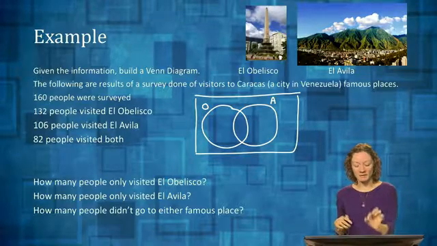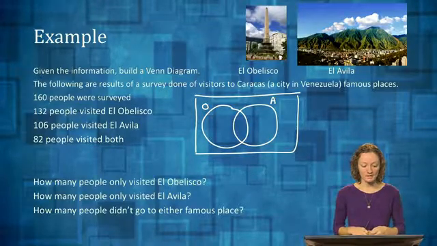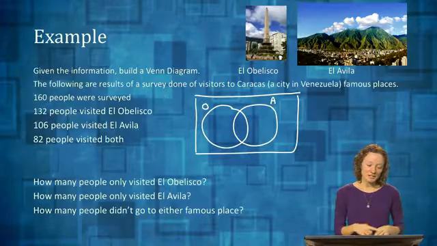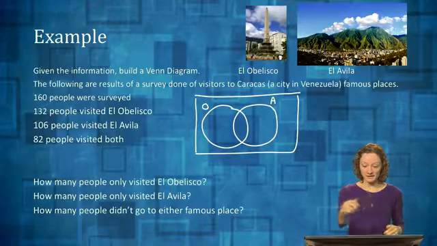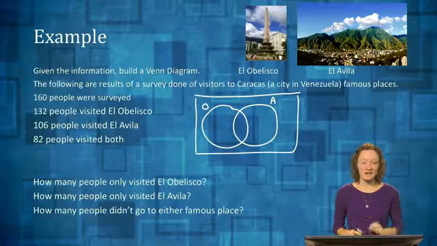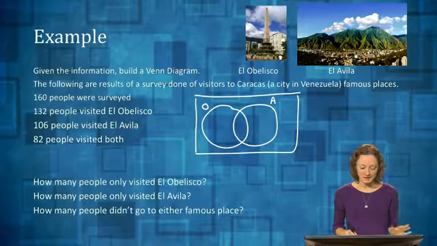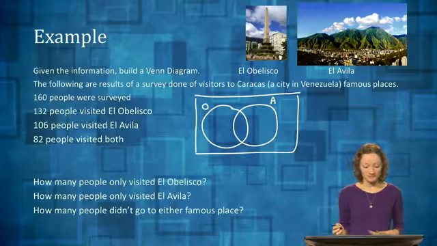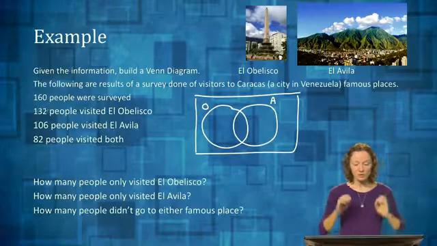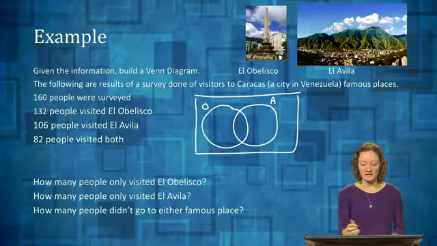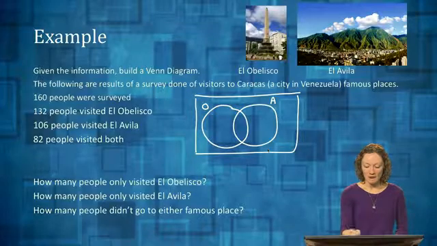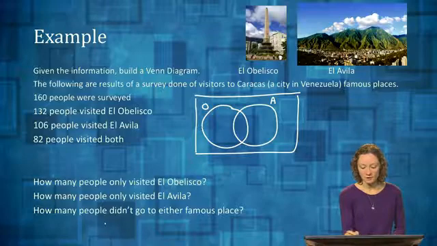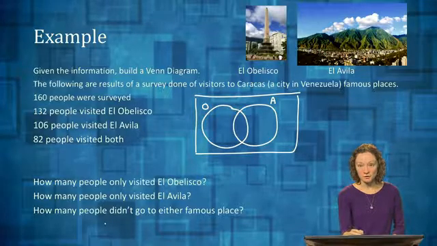I want to know how many people fall in each one of these 4 regions. And it's tempting to look at those 4 numbers and say, hey, I just fill in each of the 4 numbers into a location. It's not quite that simple, but it's not too difficult. So where do we start? The first thing we know: 160 total. So we know 160 total have to be in this universe. How do we partition them up? 132 visited El Obelisco, so there are 132 in this full circle, 106 in El Avila, and 82 in both.